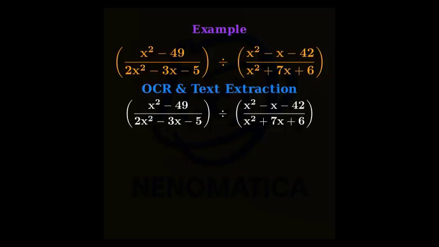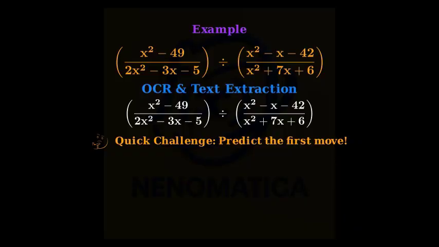First, imagine we used a high-accuracy optical character recognition engine to read the formulas. We would extract the problem as (x squared minus 49 over 2x squared minus 3x minus 5) divided by (x squared minus x minus 42 over x squared plus 7x plus 6). Quick challenge. Before we start, can you predict our first algebra move for dividing rational expressions?